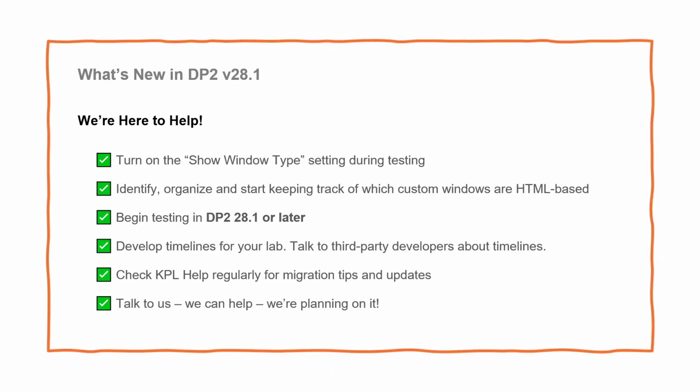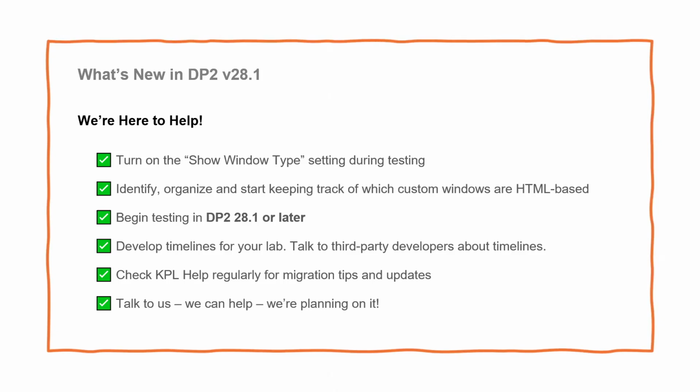You can also consider creating a separate dev environment, if you don't already have one, that will allow you to test outside your normal production workflow. And we actually recommend this. We recommend starting with one workstation, in one place, seeing what you have in front of you, maybe the work ahead of you, remembering that we're taking care of everything that's stock DP2. If you haven't changed it, don't worry about it. But if you have changed it, identify, organize, and keep track of which custom windows are HTML based. We've got a giant spreadsheet. We can help you with that too. And we're counting on it. We're planning on providing assistance where needed.